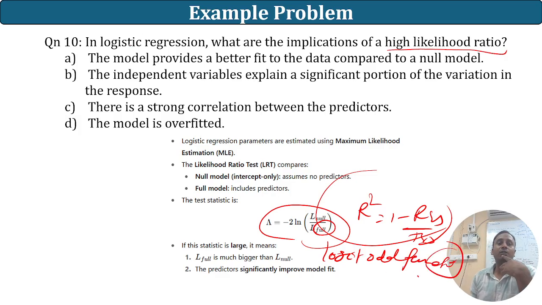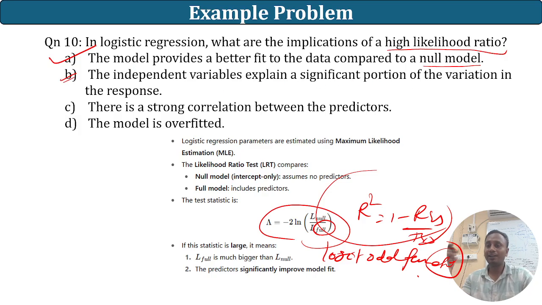In logistic regression, what are the implications of a high likelihood ratio? The model provides a better fit to the data compared to the null model. It means that when we have a high likelihood ratio, the model gives a better fit. A high likelihood means a positive outcome, while a high odds ratio would be a negative. Then the independent variables explain a significant portion of the variation in the response.